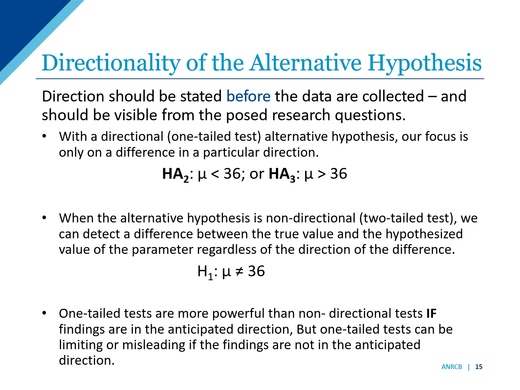When we don't have a hypothesis about the direction of the difference in means, we can use a two-sided or two-tailed test that states that there is some difference between means or that the mean does not equal the true value. One-tailed tests are more powerful than non-directional tests if findings are in the anticipated direction, but can be limiting or misleading if the findings are not in the anticipated direction.